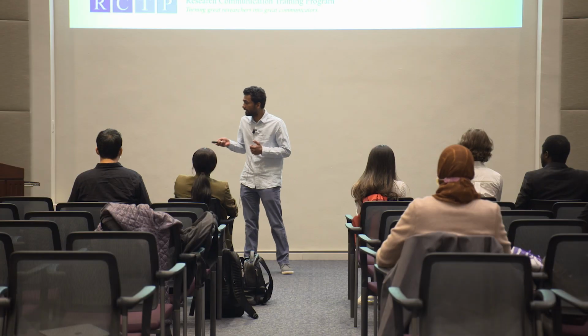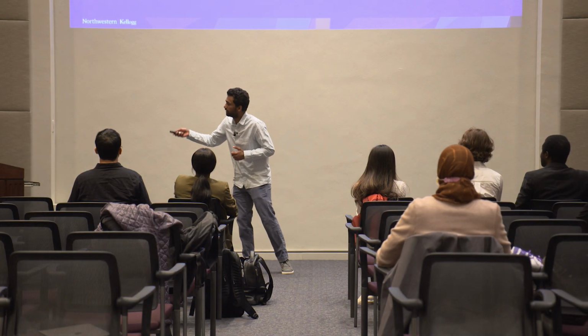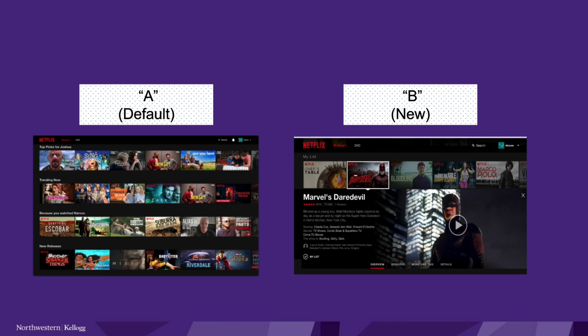To explain A/B testing, I'll guide you through an example. Think about Netflix, and suppose they have this current website design, which I'm calling A, which is the default design, and they have come up with a new design, which I'm calling B, and they're trying to see whether they should change their website design from A to B. There are some changes in their website, and they want to see whether this new design B would do better than A or not.